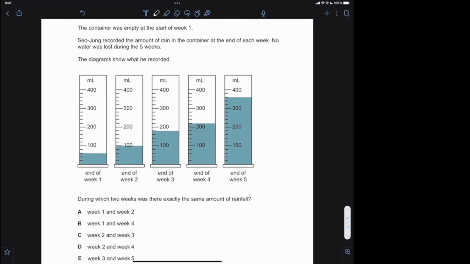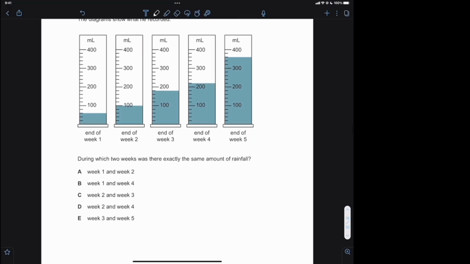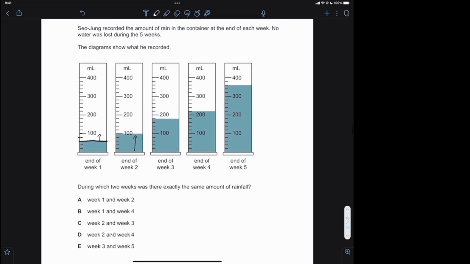Seojung recorded the amount of rain in the container at the end of each week, no water lost during the 5 weeks. So, we're seeing that we're only adding water each time. No water was lost. So it's not like we got 100 mils at the end of week 2. We had, however much we had in week 1, that looks like maybe 60, and then we had an extra 20 in week 2. That's the idea here. And that can possibly trip people up.